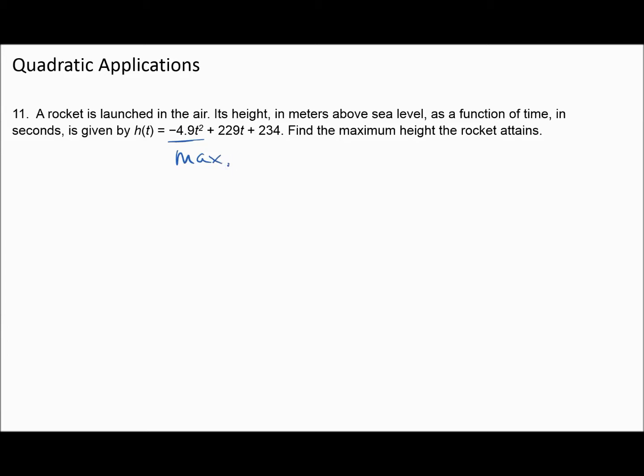Now it looks complicated, but this is maybe the easiest problem we have. I'm supposed to maximize something that's already quadratic, so we just find -b over 2a. So that's going to be negative. My b value is 229 over 2, and my a is -4.9. Now be careful what variable we're talking about here. Well, there's a t. What did t represent? Time. So when you calculate -229 divided by 2 times -4.9, you're getting a time.